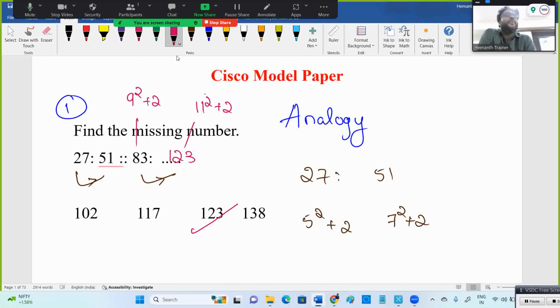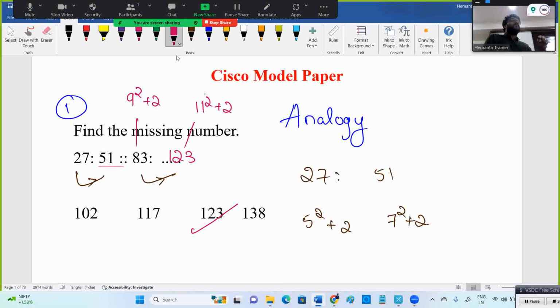Or else it can be like one of your friends said, addition: 27 plus 24 is 51, 83 plus 24 is 107. That's why options are mandatory for this. They cannot give fill in the blank in analogy. There are multiple possibilities, right? And in fact, the other way, 5 and 7 are prime numbers. Instead of 83, if they had given 123, I have to go to the next prime number. Prime number square plus 2. Here 9 is not a prime number, I agree. They can design it like that.